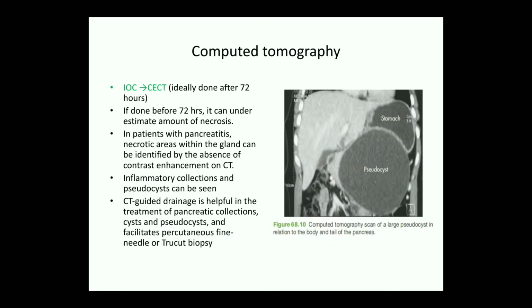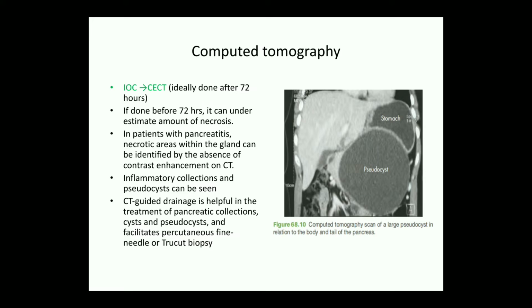Also, if we get a question like what is the investigation of choice in acute pancreatitis, it will be CECT. Ideally, it is said that CECT should be done after 72 hours, because if we do the CECT after 72 hours, it can give a correct amount of necrosis. Otherwise, if done before 72 hours, it can underestimate the amount of necrosis.